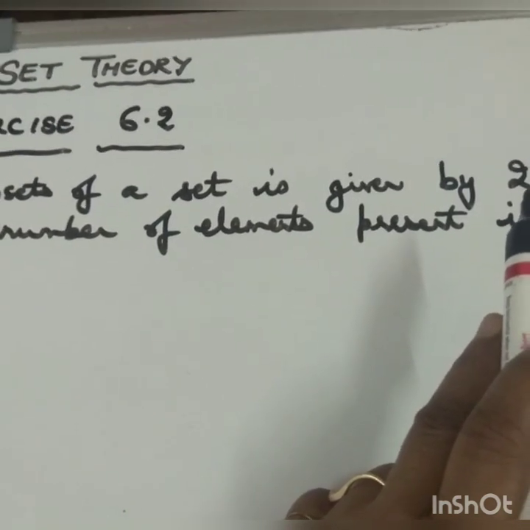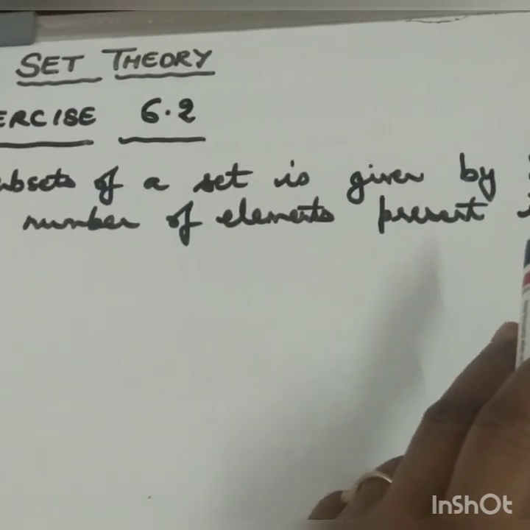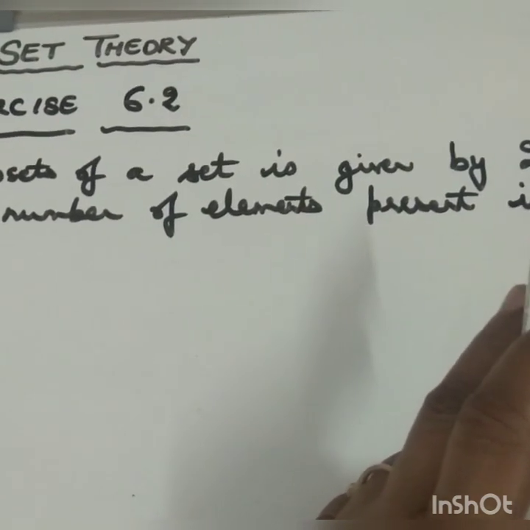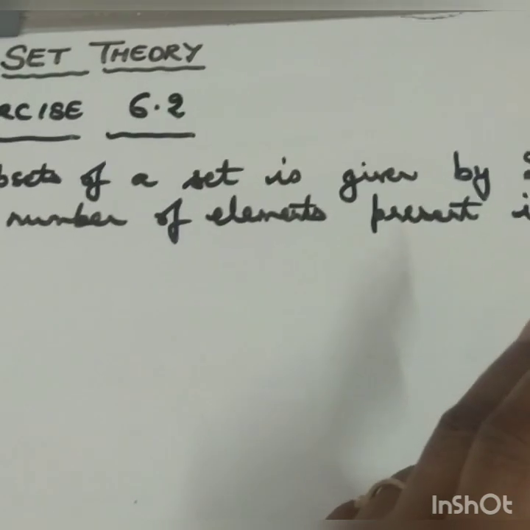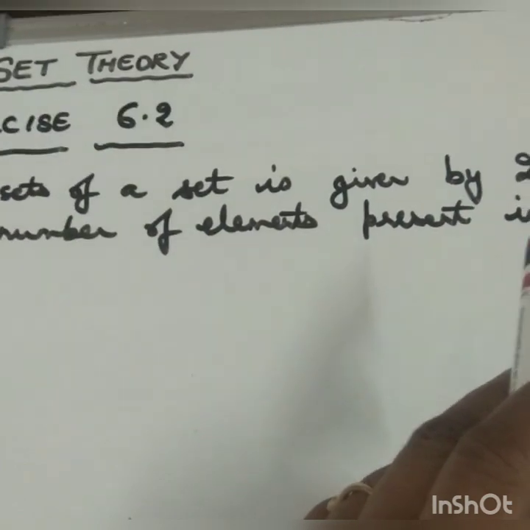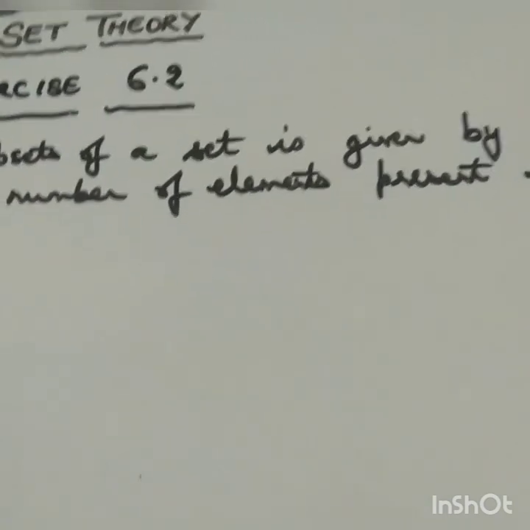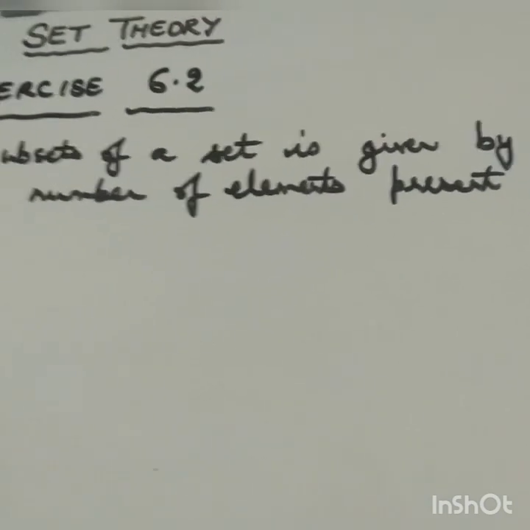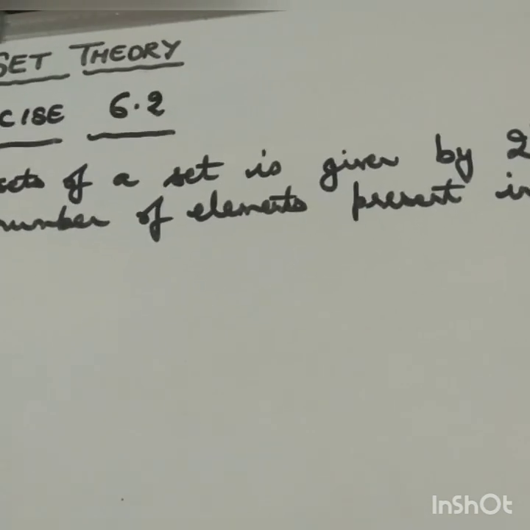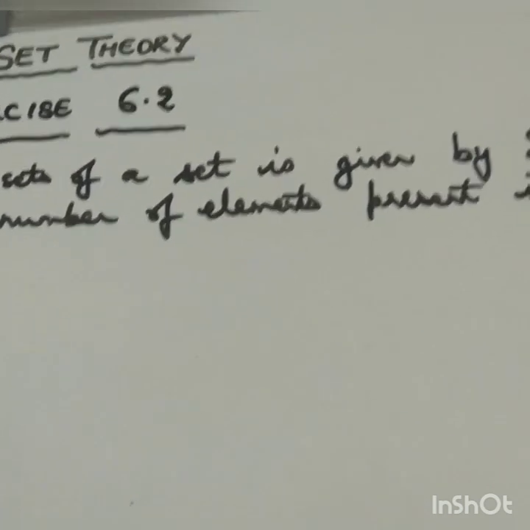Suppose n is equals to 1, then how many subsets you will get? 2 to the power 1. If n equals to 2, then how many subsets you will get? 2 to the power 2, that is equals to 4. So if n is equals to 3, then 2 to the power 3, that is 8. So number of subsets you can always find out with this expression, though it is not mentioned in your book, but you can note it down so that you don't have confusion while writing how many subsets you are going to get.